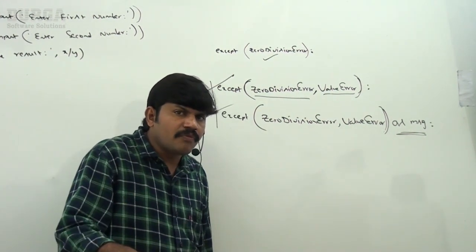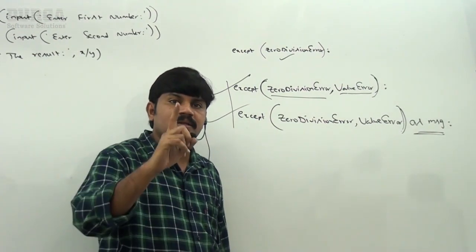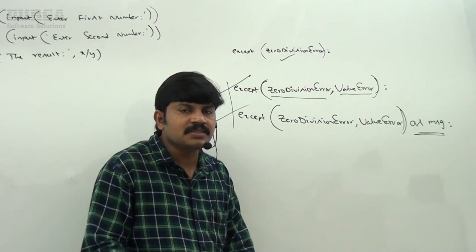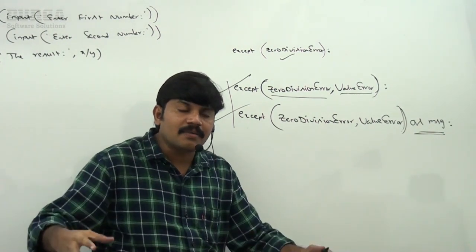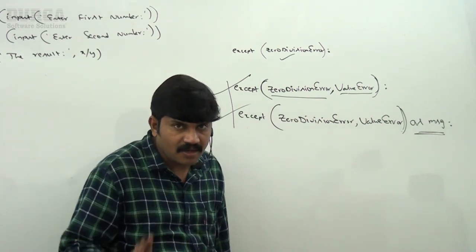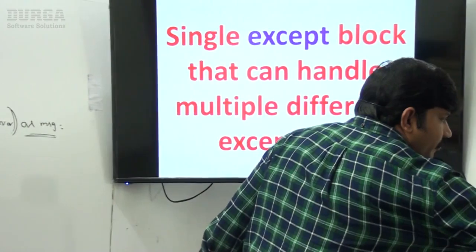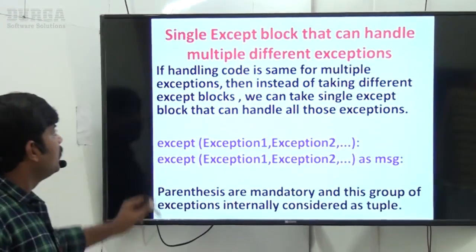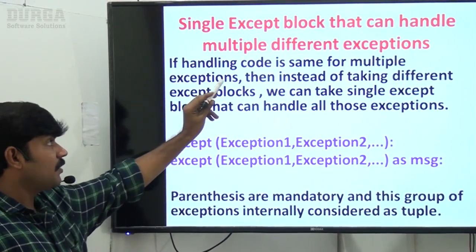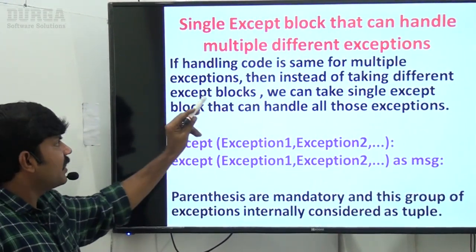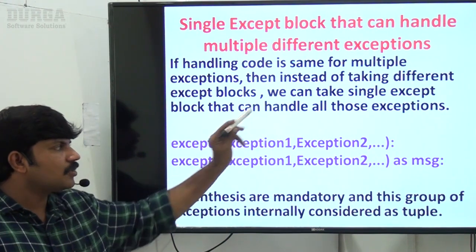When should we go for a single except block for multiple exceptions? If the handling code is the same for multiple exceptions, instead of taking separate except blocks, take a single except block that covers all exceptions. Just have a look once at this theory. Of course, we will continue our executable code. If handling code is the same for multiple exceptions, then instead of different except blocks, we can take a single except block that can handle all those exceptions.